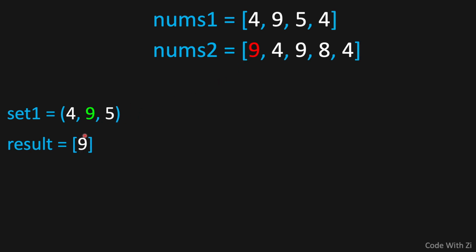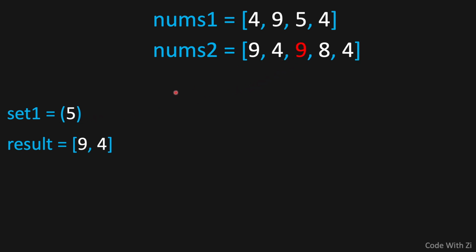And now we're going to delete 9 from the set because we don't want to add any other 9s to our result. We only want 1 because it has to be unique. And then we're going to move on forward with our loop. We're going to check if 4 exists in our set. It does. So we're going to be like, awesome, let's add 4 to our result, like so. And then we're going to delete 4. And then we're going to move on forward.